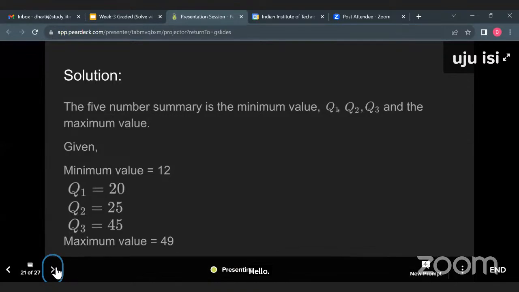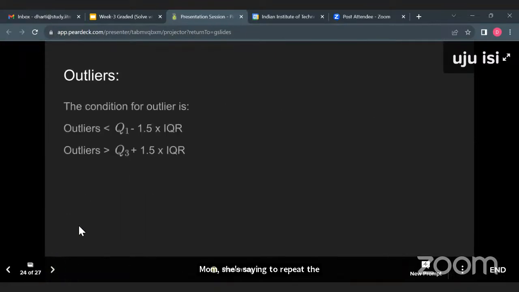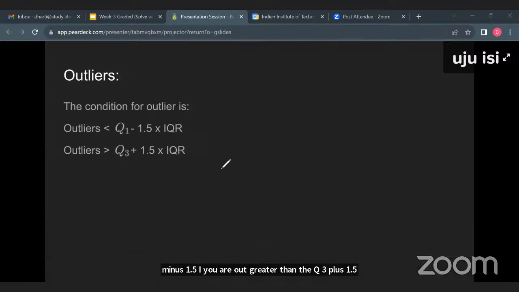Ma'am, you haven't explained the outliers. Can you repeat the outlier concept? She's saying to repeat the outliers concept. Yeah, sure. Ma'am, outliers are the ones which are below Q1 minus 1.5 IQR or greater than Q3 plus 1.5 IQR, no? Yes. Okay, ma'am.